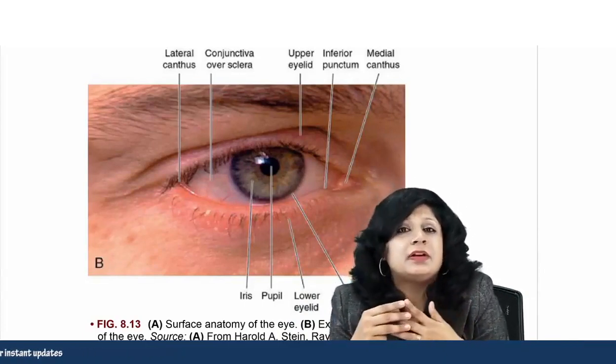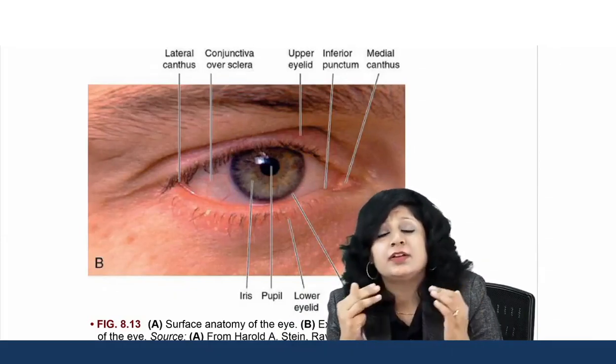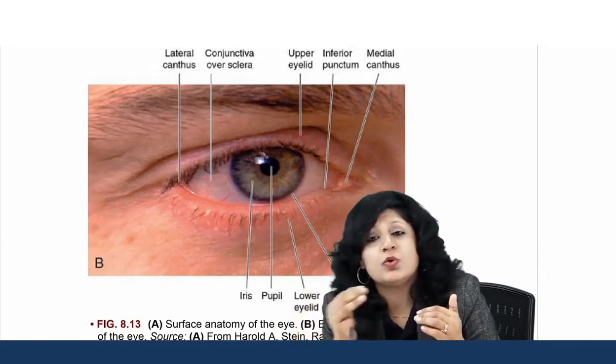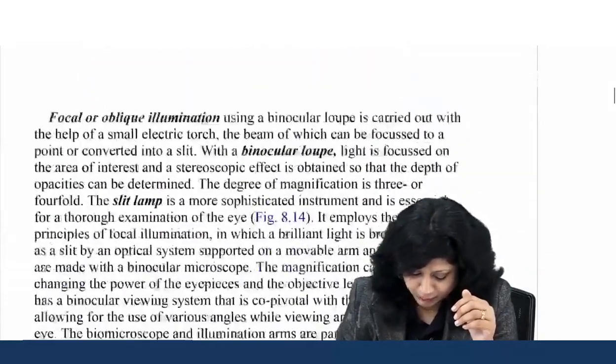This is your palpebral conjunctiva. You have to look for the papillae, any papillary hyperplasia, any concretions, any follicles. All these things have to be taken care of. So this is again important, okay.